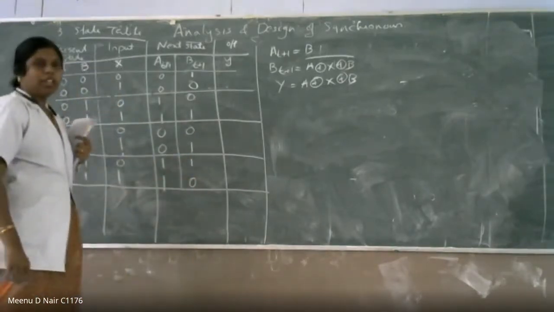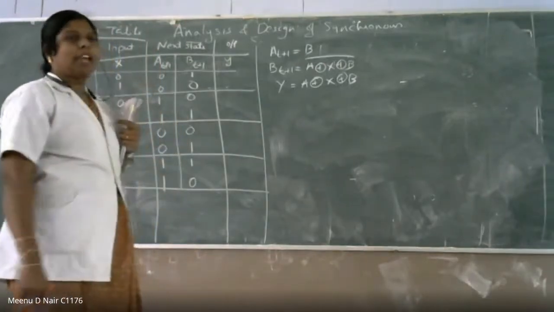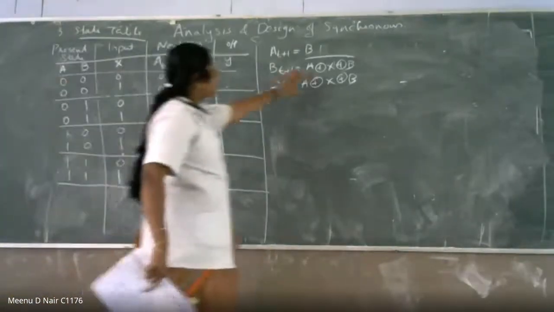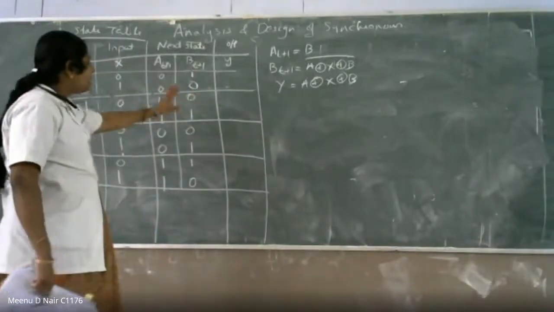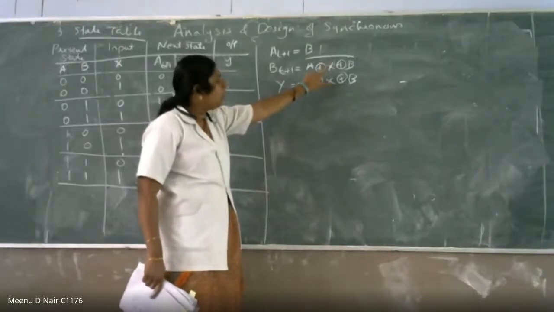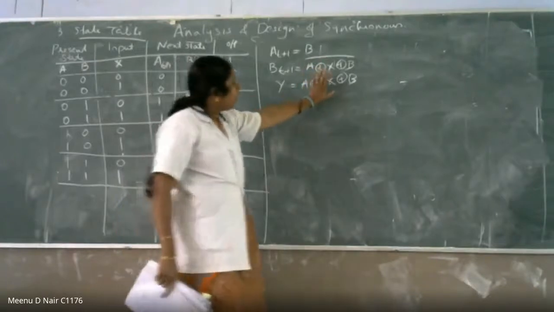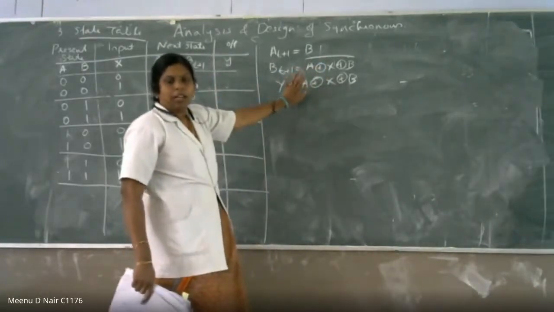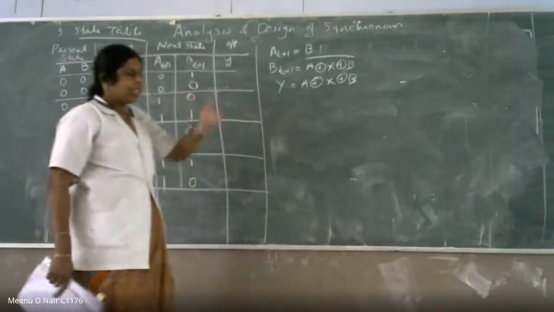This is only for your easy writing, okay? Otherwise you have to write it as A XOR B XOR X. Suppose you put all these answers here also, you will get the same thing. So if three terms come here, an odd number of 1s will produce output 1, and an even number of 1s will produce output 0. That is A XOR B XOR X. But here it is the whole bar, so you are taking the opposite.